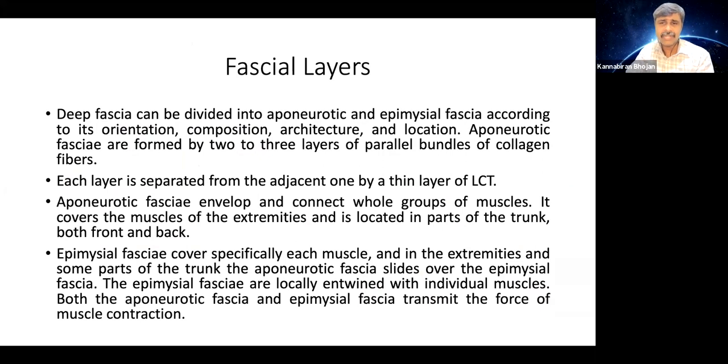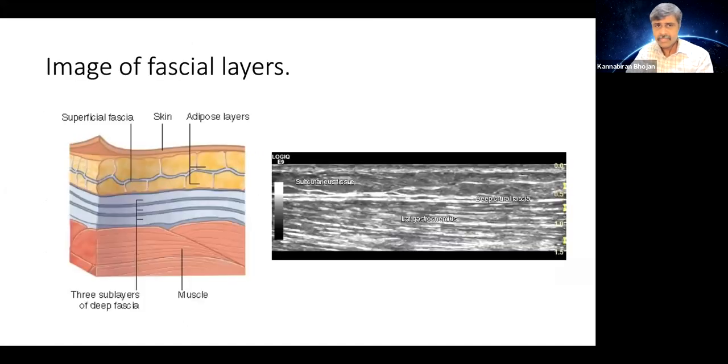You can Google it. You get a lot of literature on aponeurotic and epimysial fascia. Two important things that you need to know: aponeurotic fascia is connecting the whole group of muscles, whereas epimysial fascia is on every individual muscle. So the fascial layers, again, superficial and deep. You need to always remember superficial and deep fascia and how they're connected to the skin, as well as how the muscle is connected to the bone.